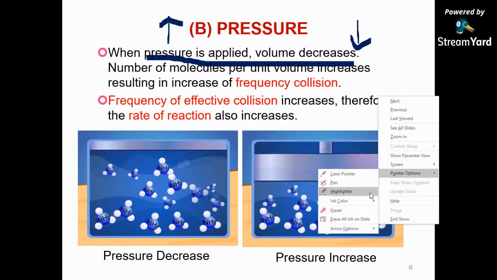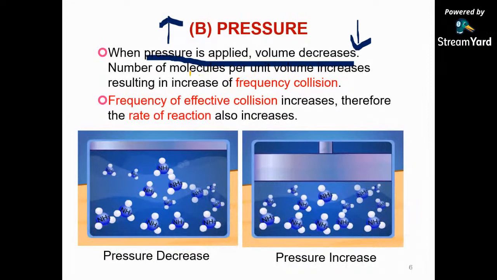Over here, we know the points. First is the frequency of collision. Next is the frequency of effective collision. Now is the rate of reaction. When we explain the factors that affect the reaction rate, you must talk about frequency of collision, effective collision, and the rate of reaction. Of course, before you talk about these three things, please write down the general explanation. Different factors have different general explanations.